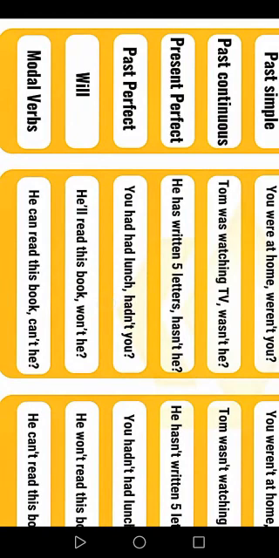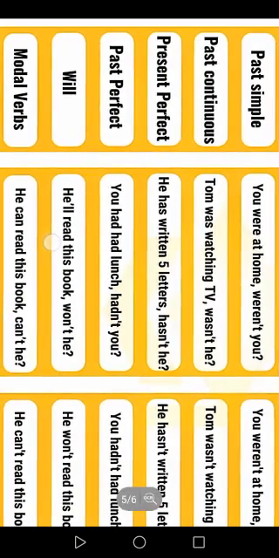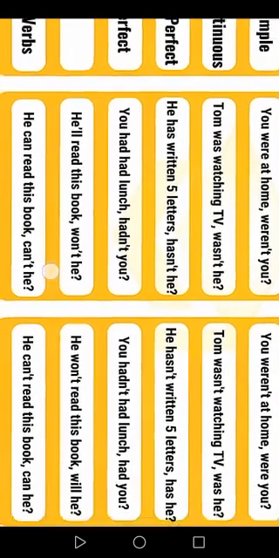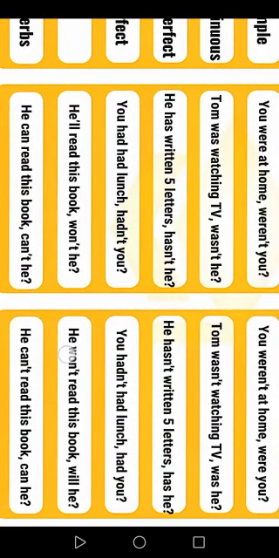The following tense is the future. He will read this book, won't he? Here, won't is an auxiliary verb plus the personal pronoun he. On the right, he won't read this book. Will he?